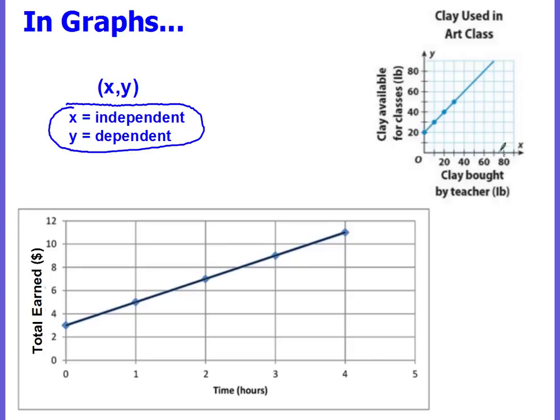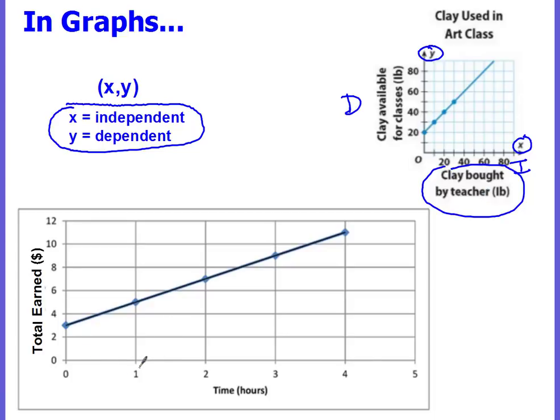So looking at the graph over here, the clay used in art class, your independent is going to be the clay that was bought by the teacher. This is your independent because it's on the x-axis. Okay, the clay that's available is going to be your dependent because it is on the y-axis. You have to know how much clay was bought to determine how much clay each student is going to get.